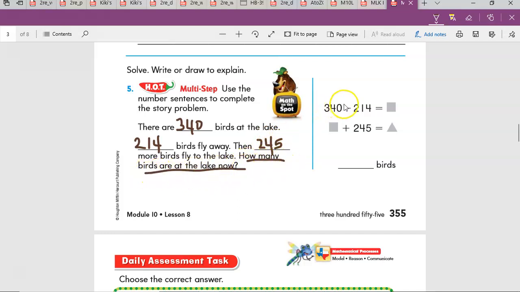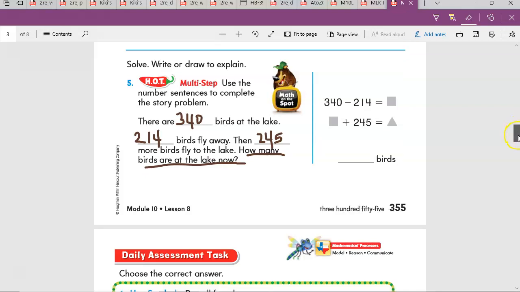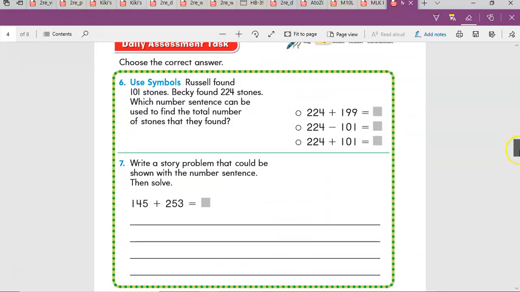So you're going to solve that. First, you're going to subtract this, and whatever that answer is, you're going to add it to this. You can write the answer here. So whatever the answer is here, you're going to write it in the square, then you're going to write that same answer here, and then you're going to add those, and that's going to be your answer. So the first step, it's a two-step. The first step is to subtract 340 minus 214. And then whatever that equals, you're going to add it to 245. Okay? All right. That's basically all you're going to do today.